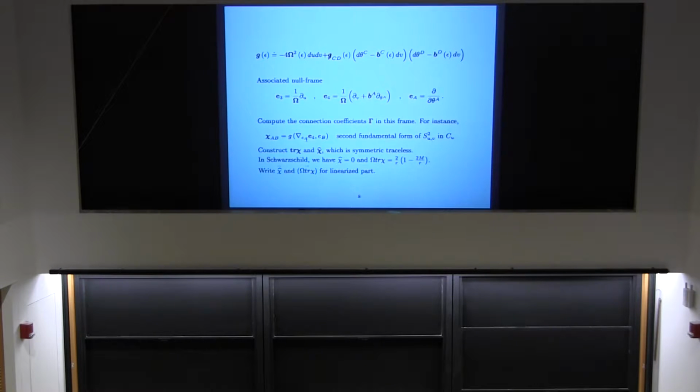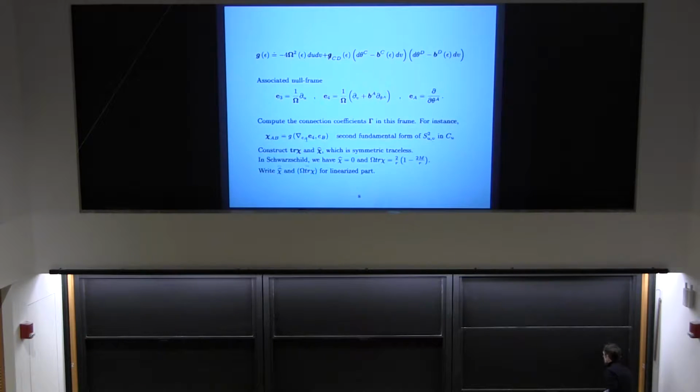Okay, so we have our one-parameter family. Now I want to associate with this one-parameter family a null frame, or family of null frames, which is given by e3, e4 and eA. So these are the two null directions. They're tangent to the generators of the hypersurfaces of constant u and constant v. And this is just a frame tangent to the spheres. And what I'll do is express all the connection coefficients of this metric with respect to that frame.